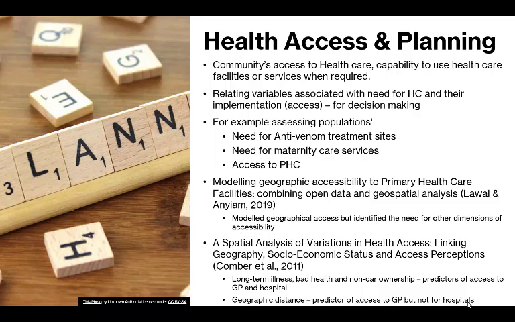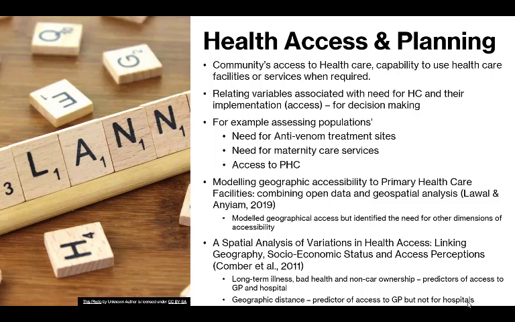There's also an interesting work on variation in health access, done by Comba et al. in 2011. It is an interesting piece of work; I'll advise and suggest you give it a read. So, they looked at long term illness. They administered a questionnaire to look at how people perceive their access. And from the analysis, they realized that long term illness, bad health, and non car ownership are predictors of access to general practitioners, doctors, and hospitals.